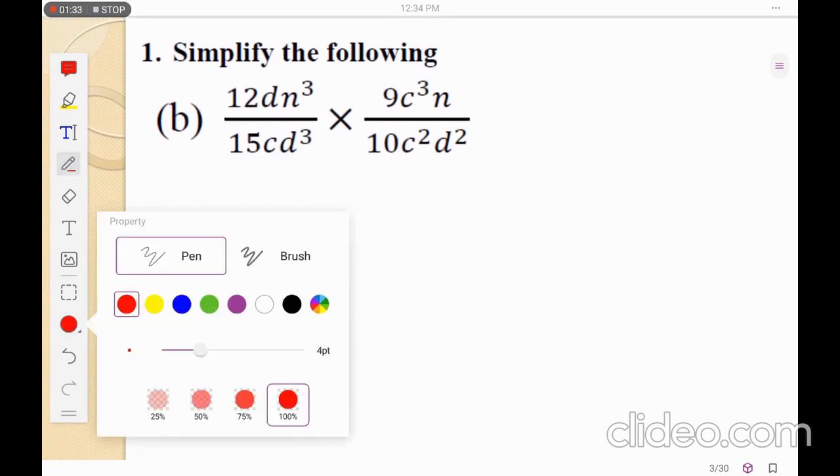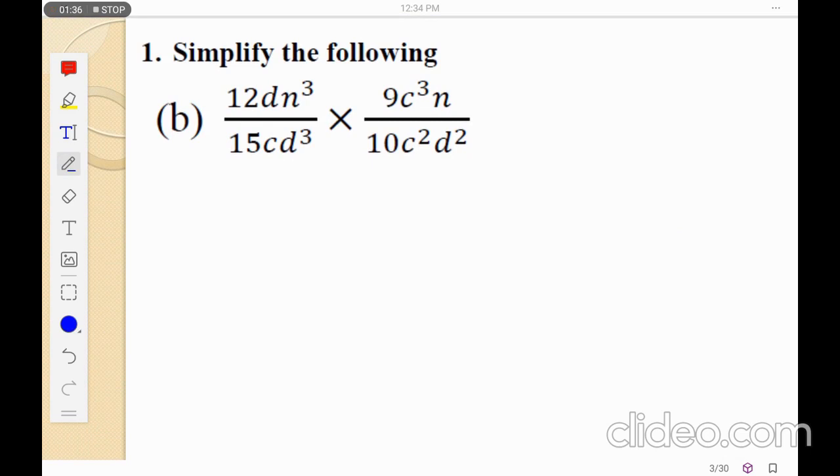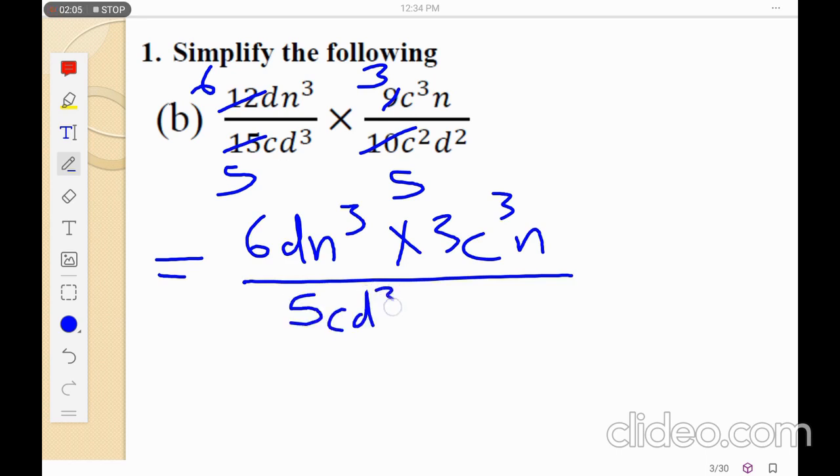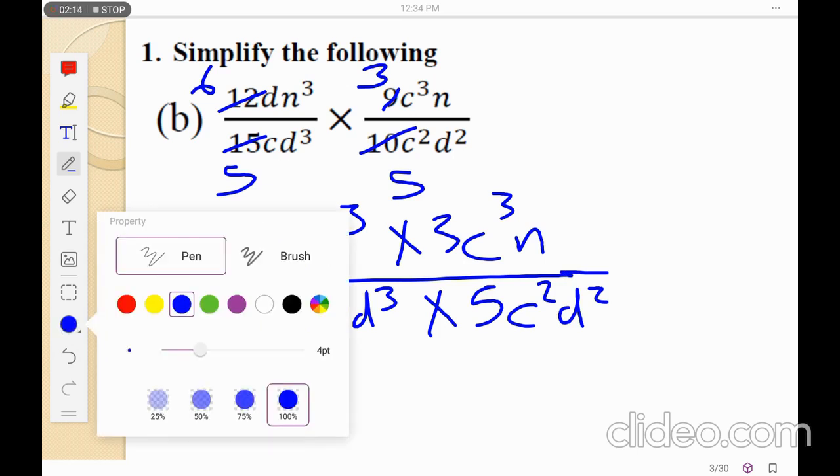Okay, the next one we have got, I can divide 3 there. 3 into 15, 5. Okay, what else can I do? 2 into 12, 6. 2 into 10, 5. Okay, then I can cancel off the D's. Okay, let me write what I have now. 6D n cubed times 3C cubed n over 5CD cubed times 5D, oh, there's a C, C squared D squared. Okay, like that. Now let's simplify.